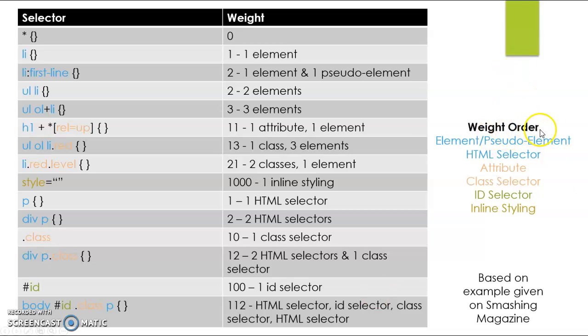So this is a weight order over here on the side, and this is the order that they're in. The blue is 1 point, or a weight of 1. It has element and pseudo elements as well as HTML selectors, and then attributes and class selectors are a weight of 10. An ID selector is a weight of 100, and then inline styling is a weight of 1,000. And these are based on the examples given in the Smashing Magazine article that I reference at the end.